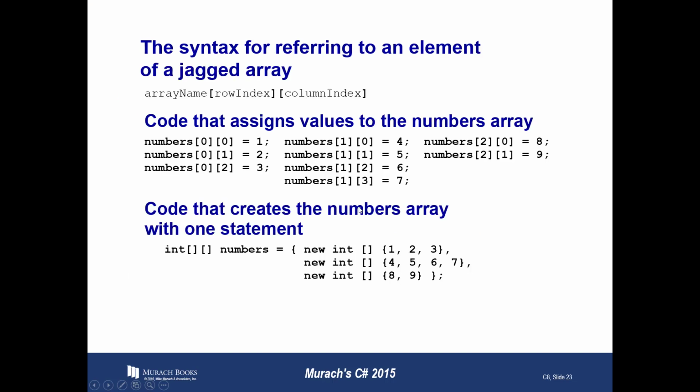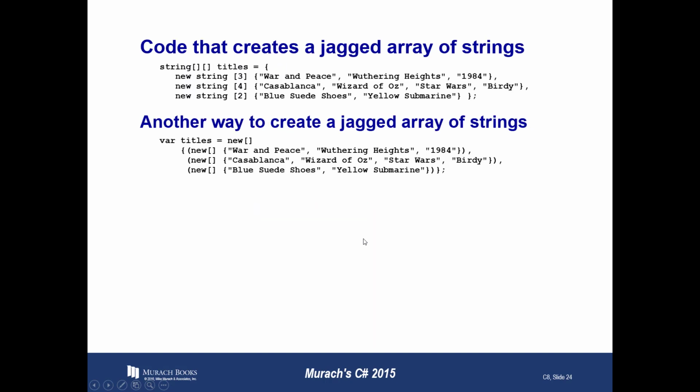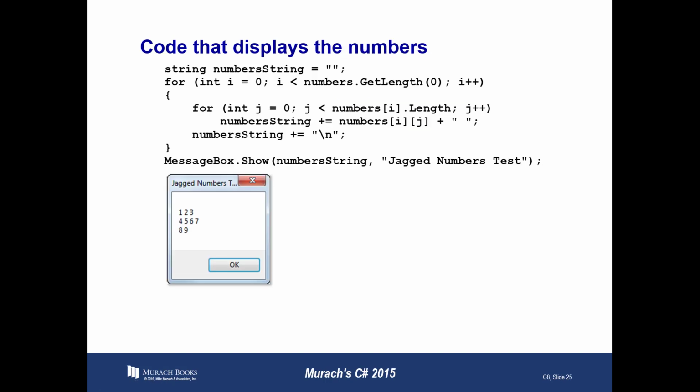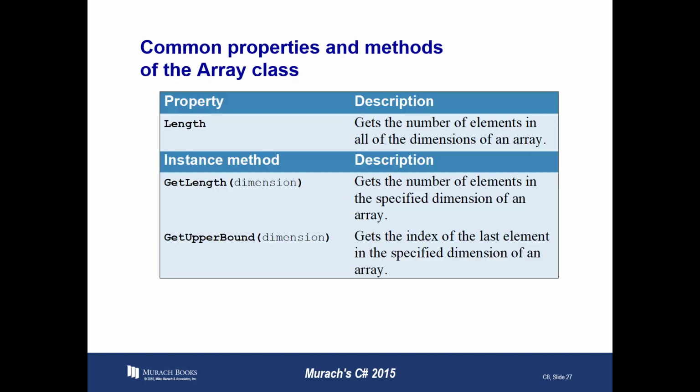You can also have a jagged edge array. With a jagged edge array, not every row has the same number of values in it. See here we've got, in this one there are 3 columns in the row. Here we got 4 columns in the row. Here we've got 2 columns in the row. There may be a very good reason for doing this. All right.